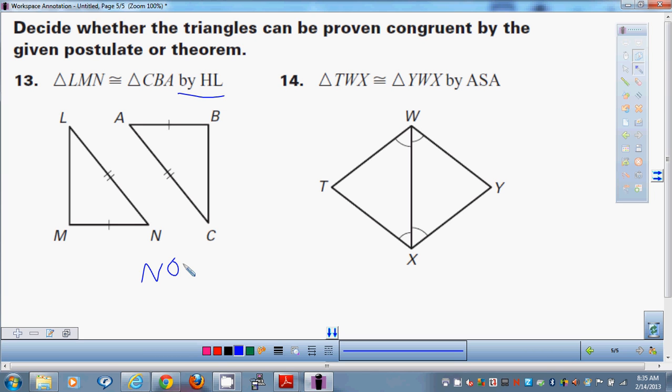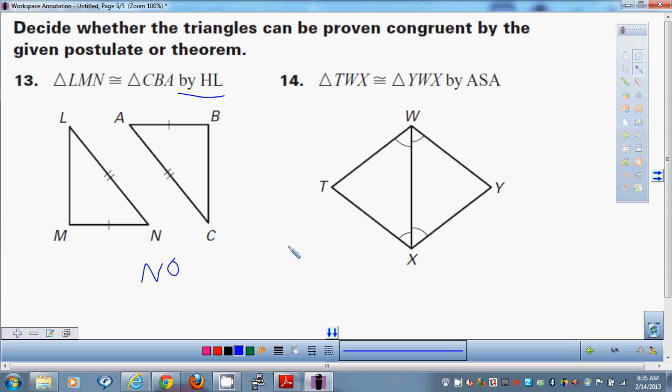Number 14. Do we have enough information to use angle, side, angle? This one's a little tricky. Very good. Are two of the triangles sharing a common side? Yes. That's the reflexive property of congruence, which will only come into effect when two triangles are like laying on top of each other.